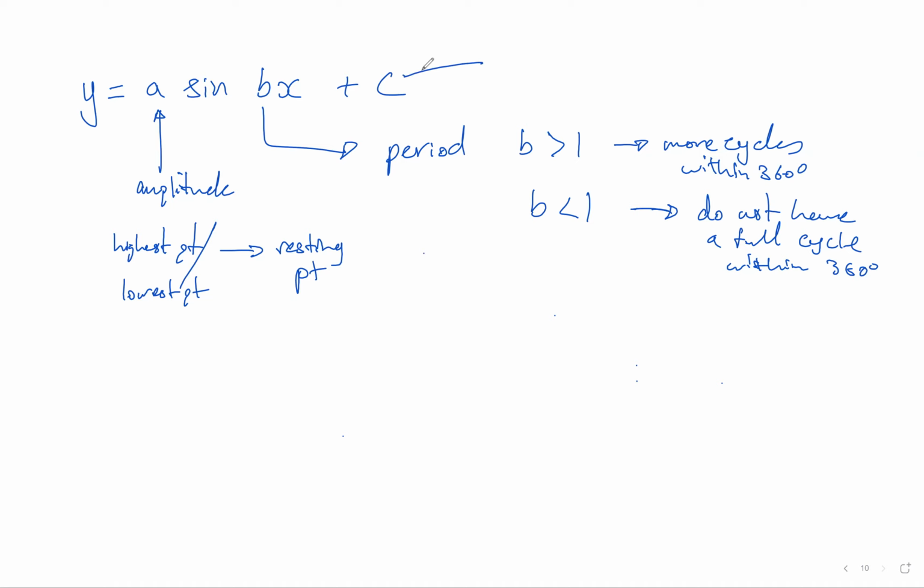This one is usually your axis of curve, because you're moving away from your rest point. Initially, your rest point is 0, y equal to 0. But your rest point can be changed when you manipulate your c. That will become the axis of the curve. So let's do one example.